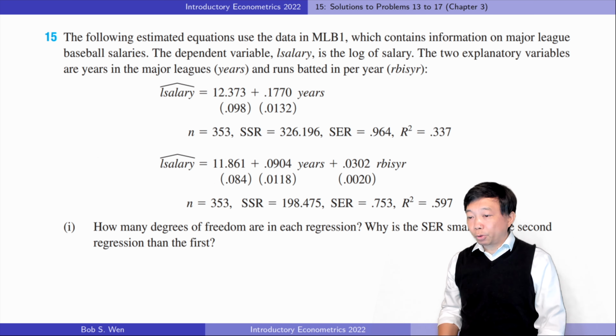The standard error of the regression SER in the multiple regression sigma hat is 0.753. It is smaller than the SER in the simple regression sigma tilde, which is 0.964. The reason is that the sum of squares of residuals, SSR, is smaller in the multiple regression than in the simple regression. It is 198 versus 326.